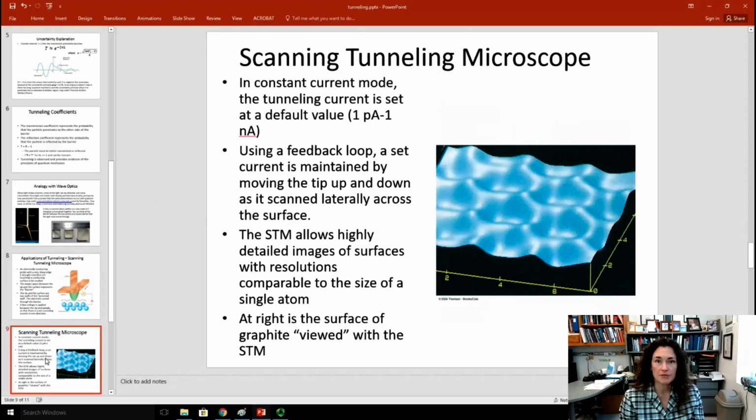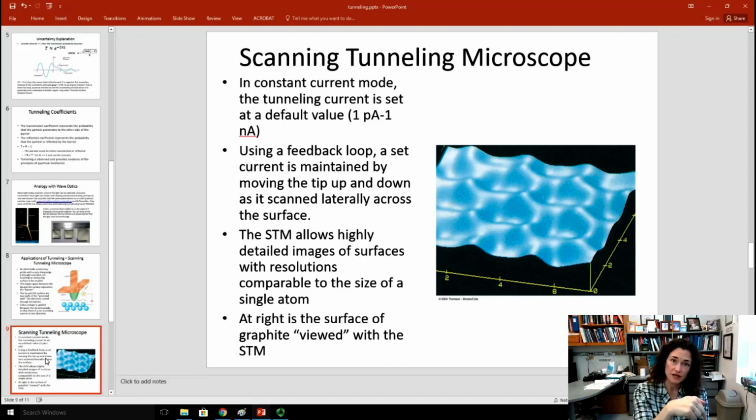Now in STM, a common mode to run an STM in is called constant current mode. And in that, you choose a tunneling current. Tunneling current values can range from picoamps to nanoamps, for example, to give you an example of the order of magnitude that we're talking about here. But anyway, you choose a set point value for your current, and then you use a feedback loop to maintain that current at a constant value as you scan your tip laterally across the surface.